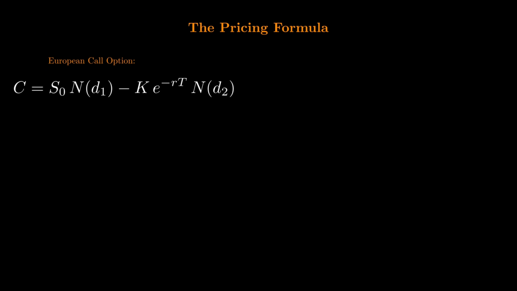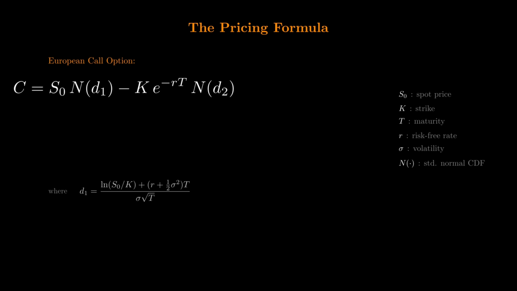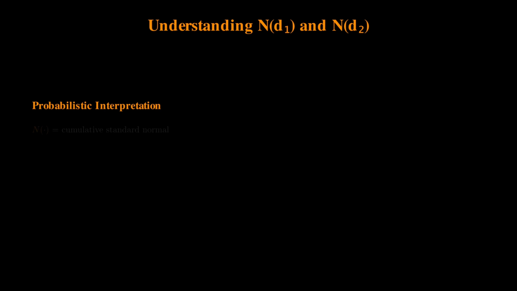For a European call option, the price equals the spot price times N of D1 minus the discounted strike times N of D2, where S0 is the current stock price, K is the strike, T is time to maturity, R is the risk-free rate, sigma is volatility, and N represents the cumulative normal distribution. The terms D1 and D2 are standardized measures that capture how far in the money the option is, adjusted for time and volatility. These N terms have powerful probabilistic interpretations.